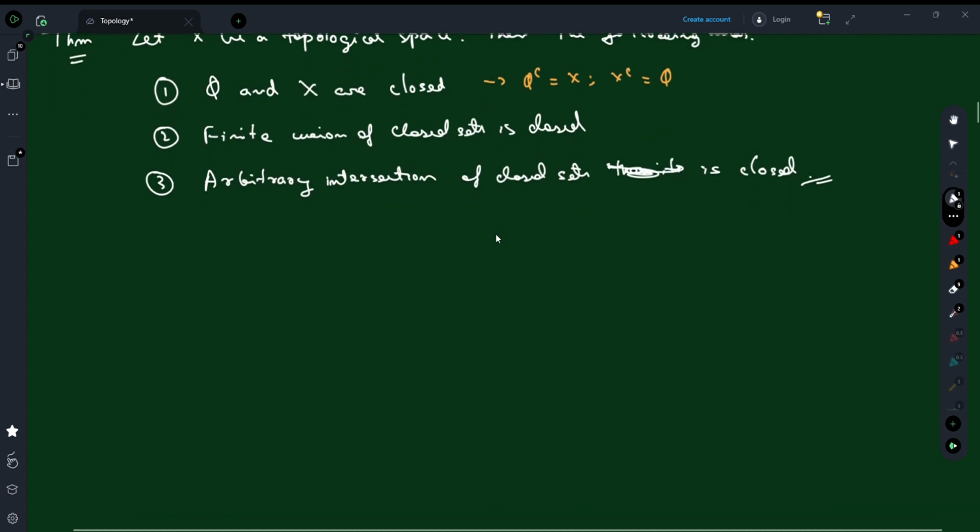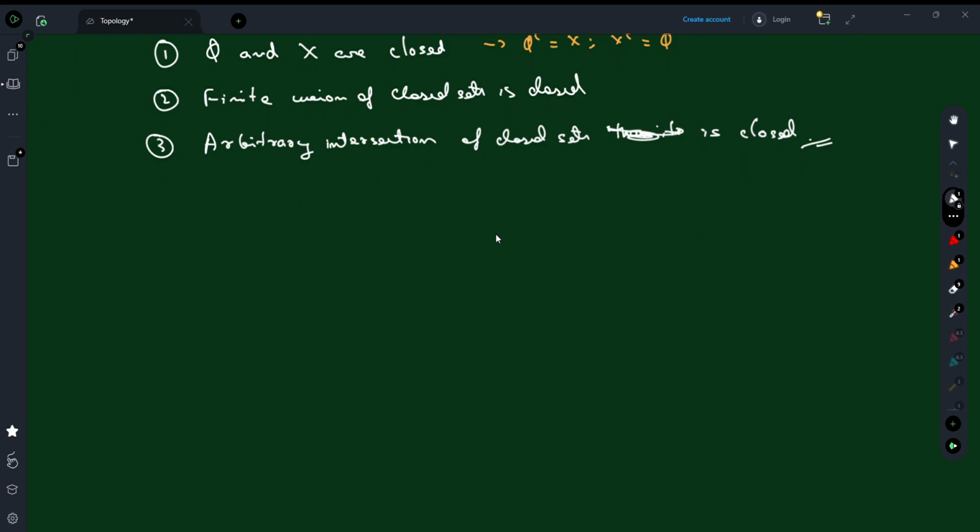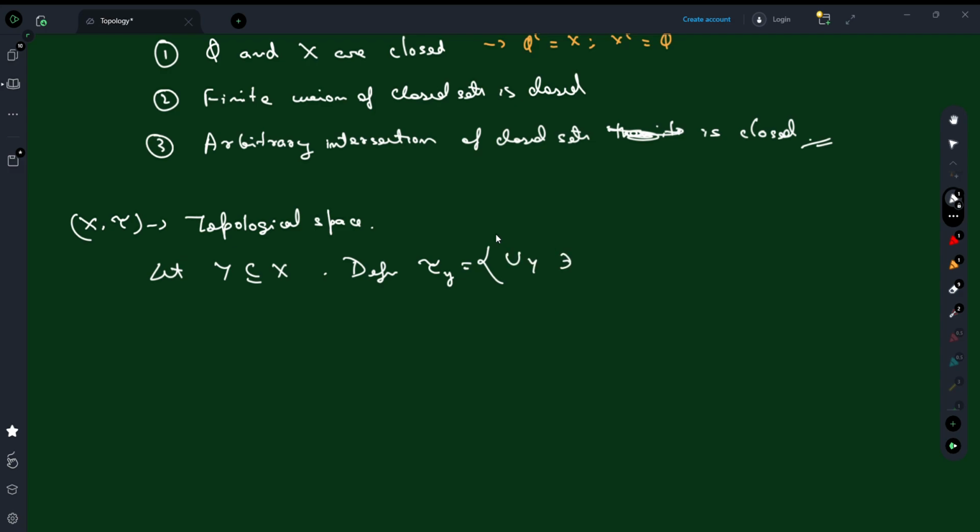Now we have something called a subspace topology. So let me just give a brief intro to it. If (X, tau) is a topological space, and you consider a subset Y of it, then Y can be made into a topological space by what we call a subspace topology. So we define tau_Y to be the collection of sets U_Y such that these U_Y are the intersections of U and Y, where U belongs to tau.